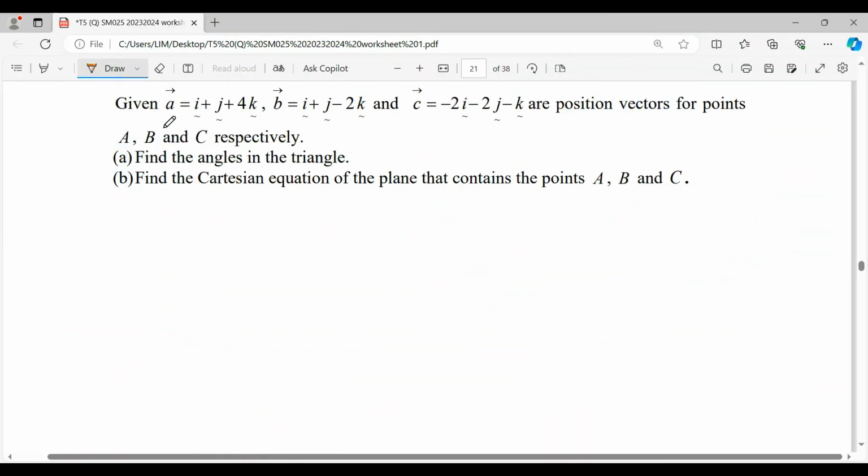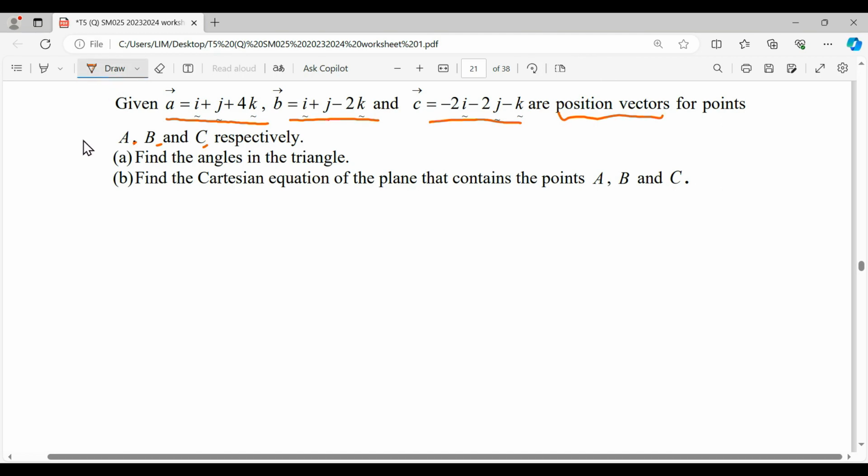Hi everyone. For this question, given that vector A equals i plus j plus 4k, vector B is i plus j minus 2k, and vector C is negative 2i, negative 2j, negative k, where these are the position vectors for the points A, B, C.